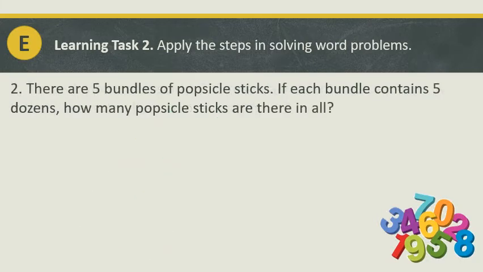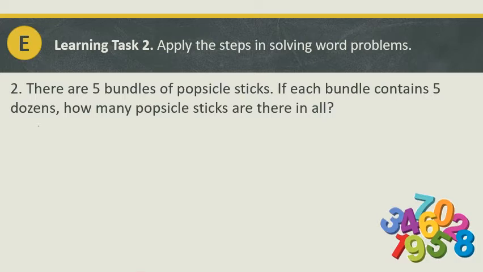The next, number 2: There are 5 bundles of popsicle sticks. If each bundle contains 5 dozens, how many popsicle sticks are there in all? So, merong 5 bundles. So, kada isang bundle daw ay 5 dozens. So, yung 5 dozens ay 5 dosena. So, yung dosena ay 12. So, kunin muna natin yung total ng popsicle stick sa isang bundle, sa isang tali.